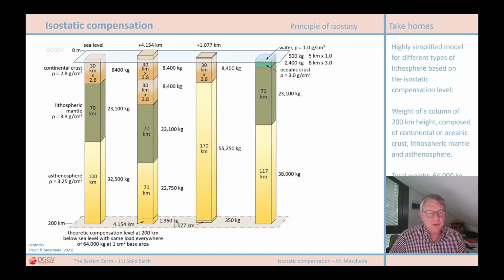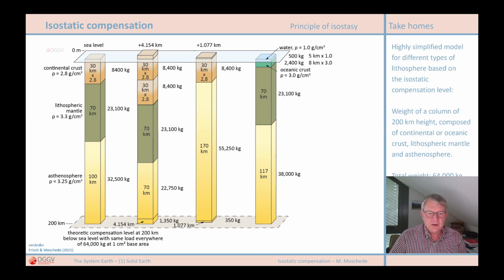Finally, to complete the possibilities of isostatic compensation, let's look at the isostatic conditions of the oceanic crust. The oceanic crust is significantly heavier than the continental crust, but it is also much thinner. The water column also has to be taken into account here, and water is significantly lighter. Therefore, with the same thickness of the lithospheric mantle, a higher asthenosphere column must be assumed in order to get back to the 64,000 kilograms of total weight above the compensation level.